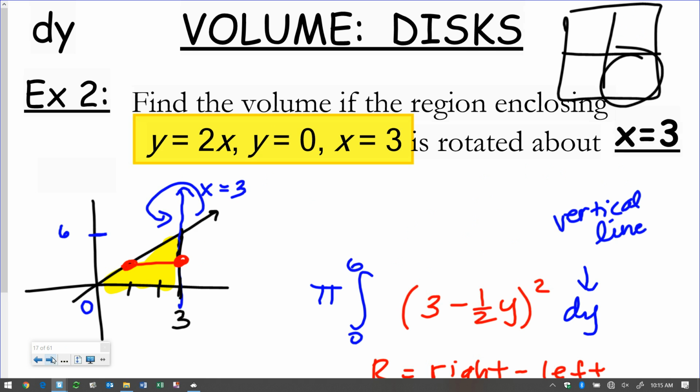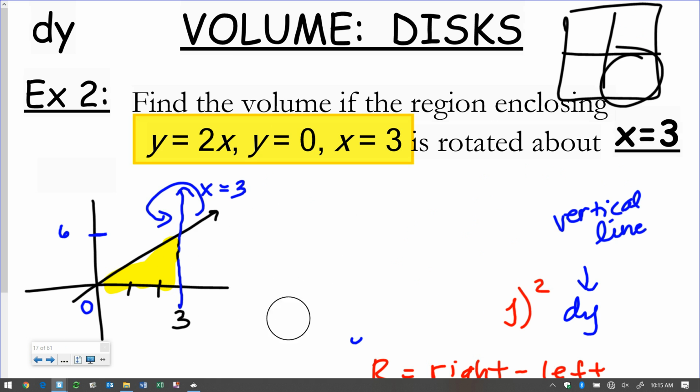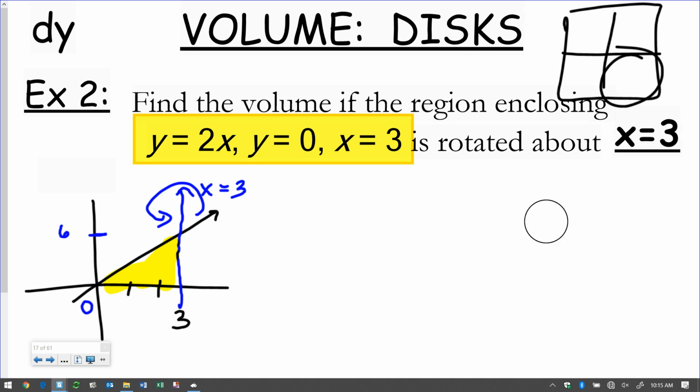All right. And then finally, our last problem right here. Let me see if this one is. Yeah, our last problem right here. Go ahead and, time's up. Go ahead and draw this region right here.